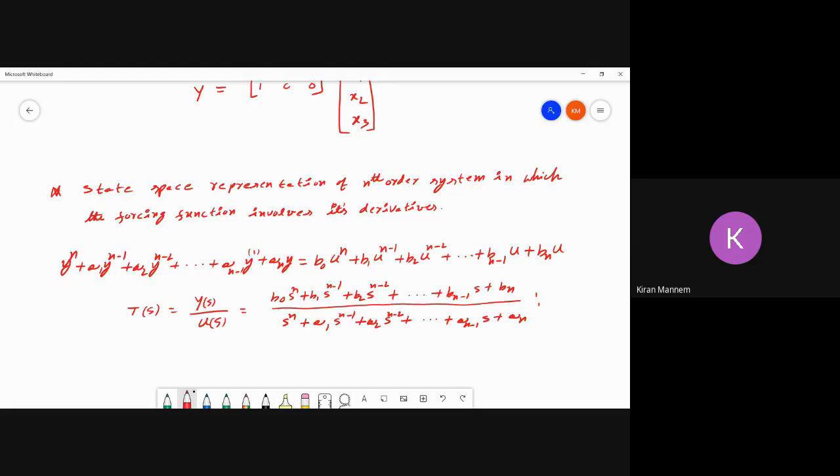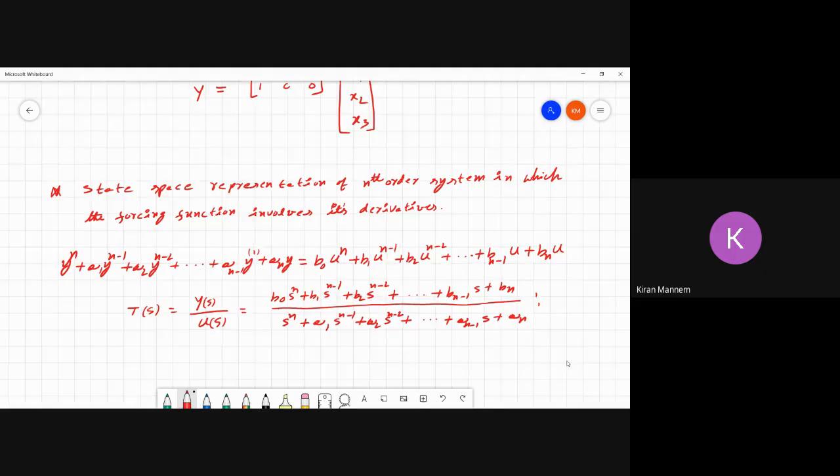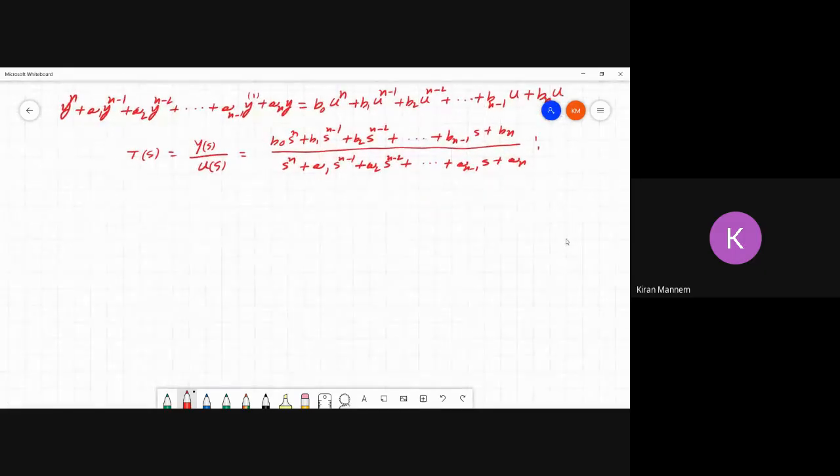So in this case, the first state variable x1 would be, so I'm writing here, x1 is assumed as the output minus, we have an additional term called beta naught into u. We assume this as your first state variable. So you must remember these values. There is no other way.